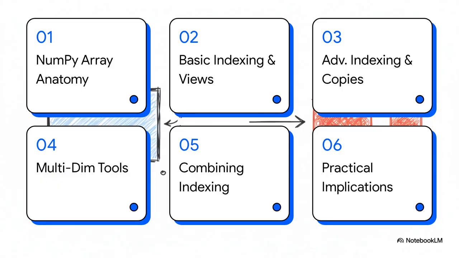We're going to start with what a NumPy array actually is under the hood. Then we'll get into the two main ways of indexing and see how one creates views and the other creates copies. After that, we'll check out some really powerful tools for multidimensional arrays, see how to mix and match these methods, and then finally, we'll wrap it all up by talking about what this means for your day-to-day coding.